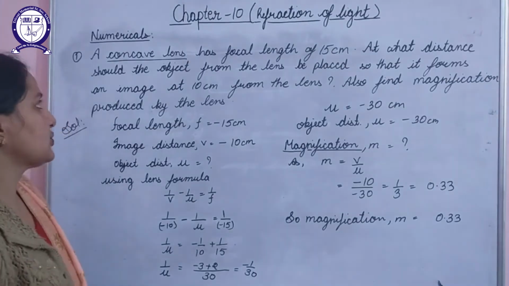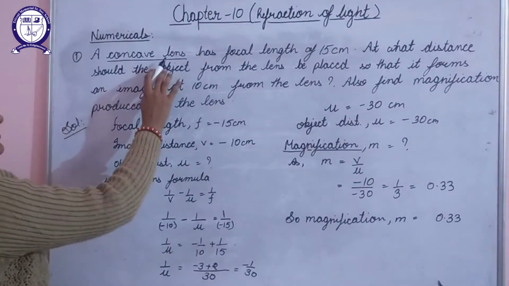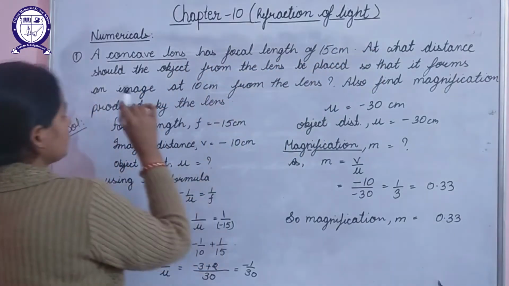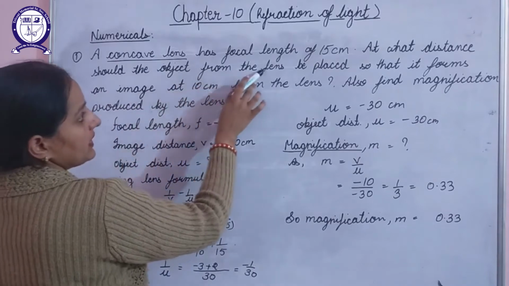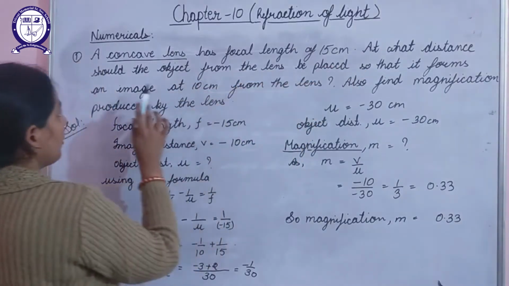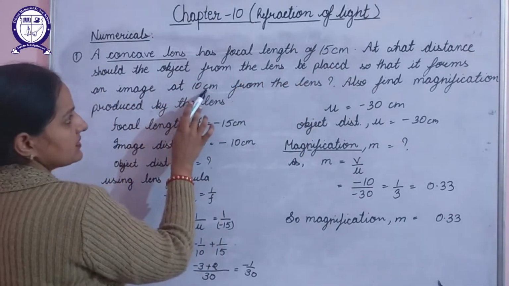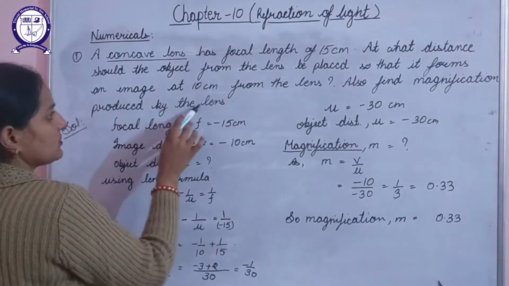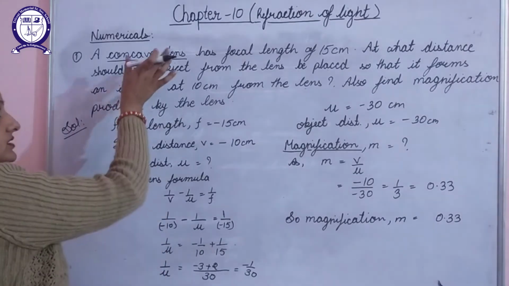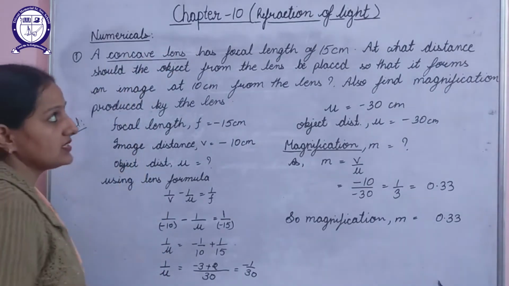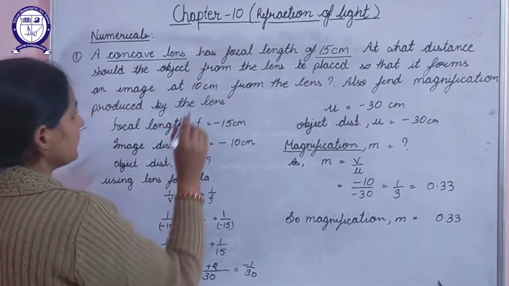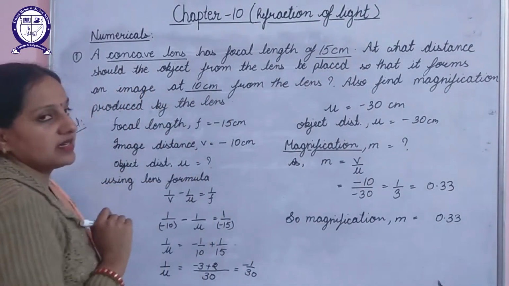Now let's discuss numericals. A concave lens has a focal length of 15 centimeter. At what distance should the object from the lens be placed so that it forms an image at 10 centimeter from the lens? Also find the magnification produced by the lens. This question is based on a concave lens. Its focal length is given as 15 centimeter and image distance is given as 10 centimeter.